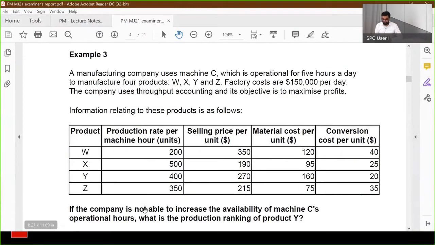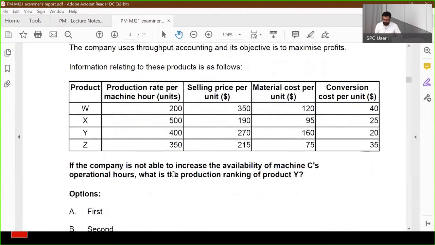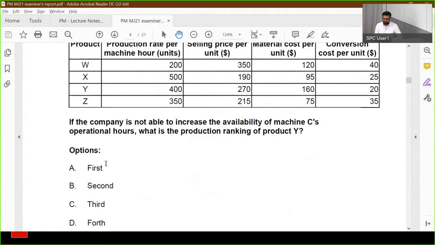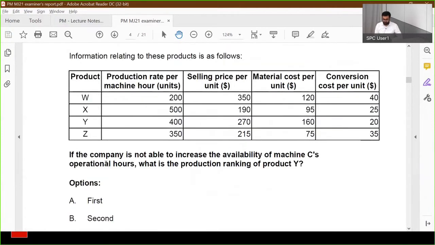If the company is not able to increase the availability of machine C, it means that we cannot increase the bottleneck hours, so what is the production ranking of product Y? They are asking only for product Y, and the options are first, second, third, or fourth. Let's first do the calculation, and based upon that, we'll assess what the ranking of product Y should be.